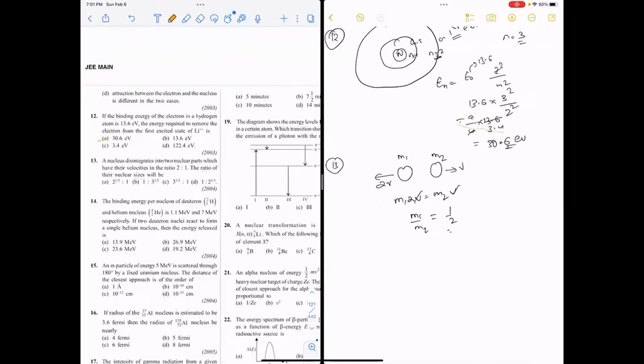So from this, we know the radius formula. R is equal to R naught A power 1 by 3, right? So the ratio R1 by R2, the radius ratio, is equal to, R naught gets cancelled, A1 by A2 whole power 1 by 3. Now A is proportional to mass, no? A is nothing but the mass number. So it is proportional to mass. So I can write 1 by 2 power 1 by 3.